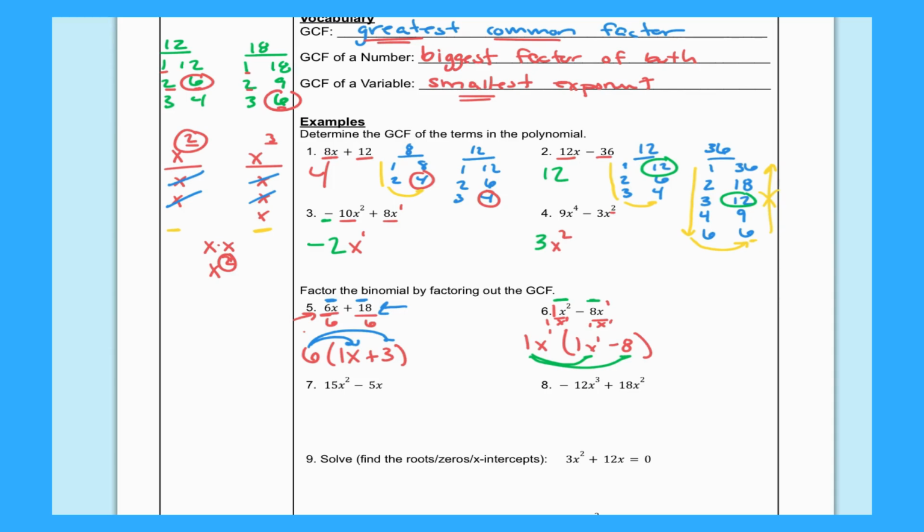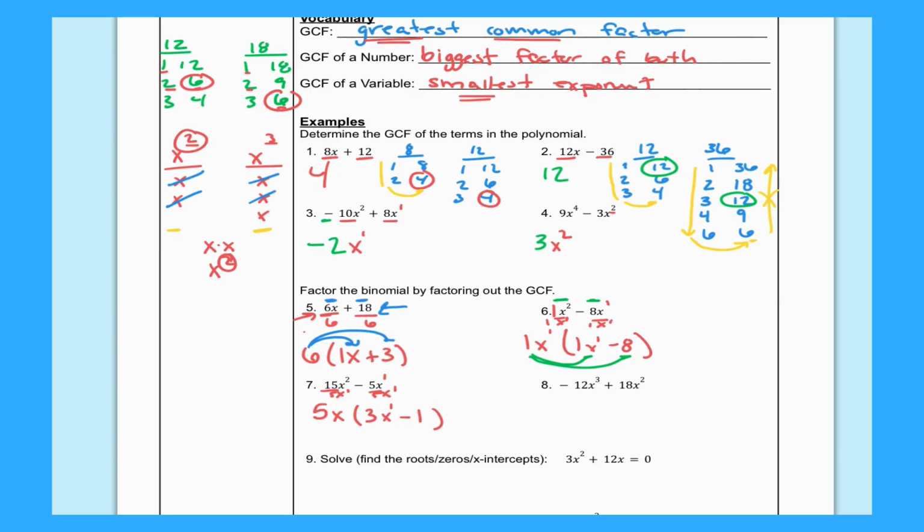Number 7, I can factor out a 5. And I can factor out an x. And then to see what goes in the parentheses, I divide both of these by that GCF, by that 5x. 15 divided by 5 is 3. X to the second divided by x to the 1 is x, because again, we're subtracting those exponents. 2 minus 1 is 1. Negative 5 divided by 5 is negative 1. Subtract the exponents. 1 minus 1 is 0, which means we don't need that.